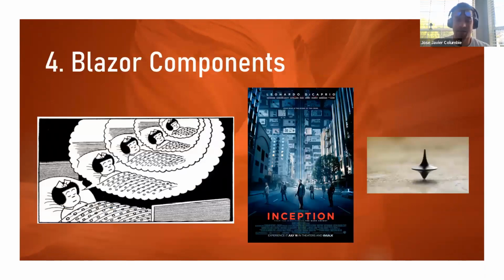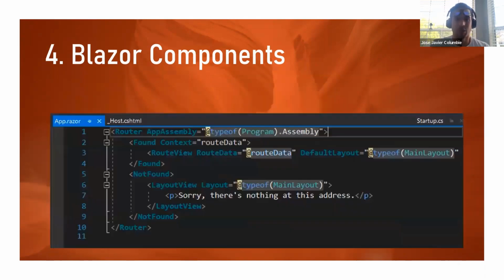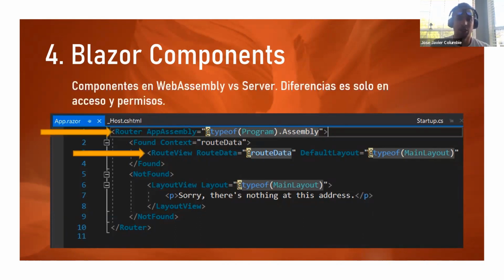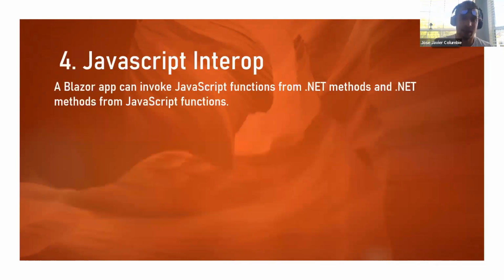I have this slide here that is like Inception, a dream inside a dream, but it's a component inside a component. Right here, you can see the Router component that tells you where it is going to find the other pages, the other components, and if it doesn't find one, what it's going to do about it. Between WebAssembly and Server, the only difference is permission. In WebAssembly you cannot access the file system or things like that. Here is the interesting part, and we'll get to this when we integrate the first component in XAF.